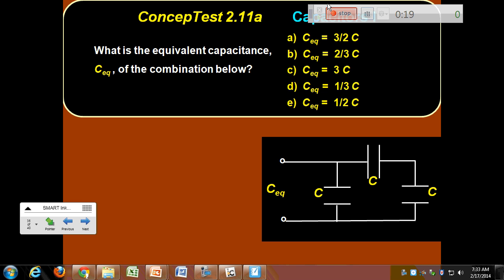You might be able to do it in your head, or you might want to sketch it out. We're just assuming C is just a number, right? But they're all the same, right?